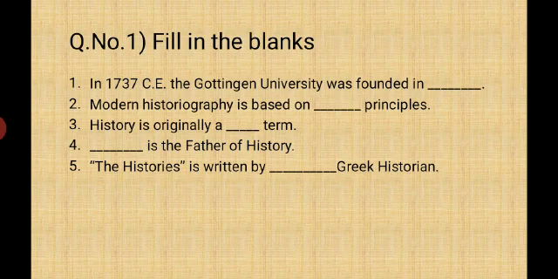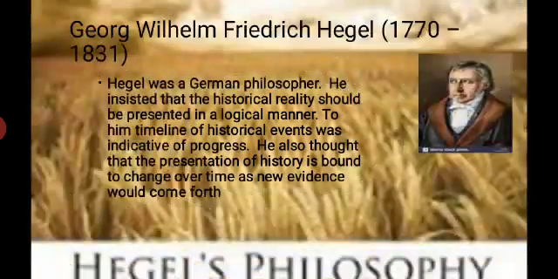Okay, clear? Let's see some questions. Fill in the blanks. In 1737 CE, the Göttingen University was founded in dash. Where was it started? It was started in Germany. Modern historiography is based on dash principles. Okay, scientific principles. History is originally a dash term. Which term? It's a Greek term. Dash is the father of history, Herodotus. The Histories is written by dash Greek historian. Yes, Herodotus. Okay, let's move on to the next slide.